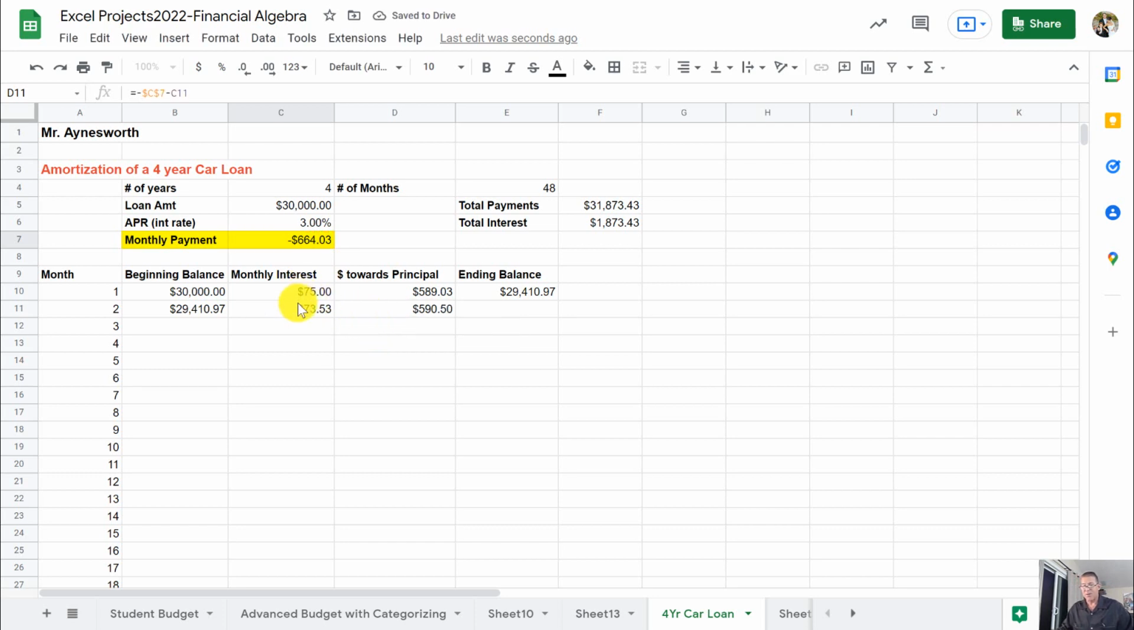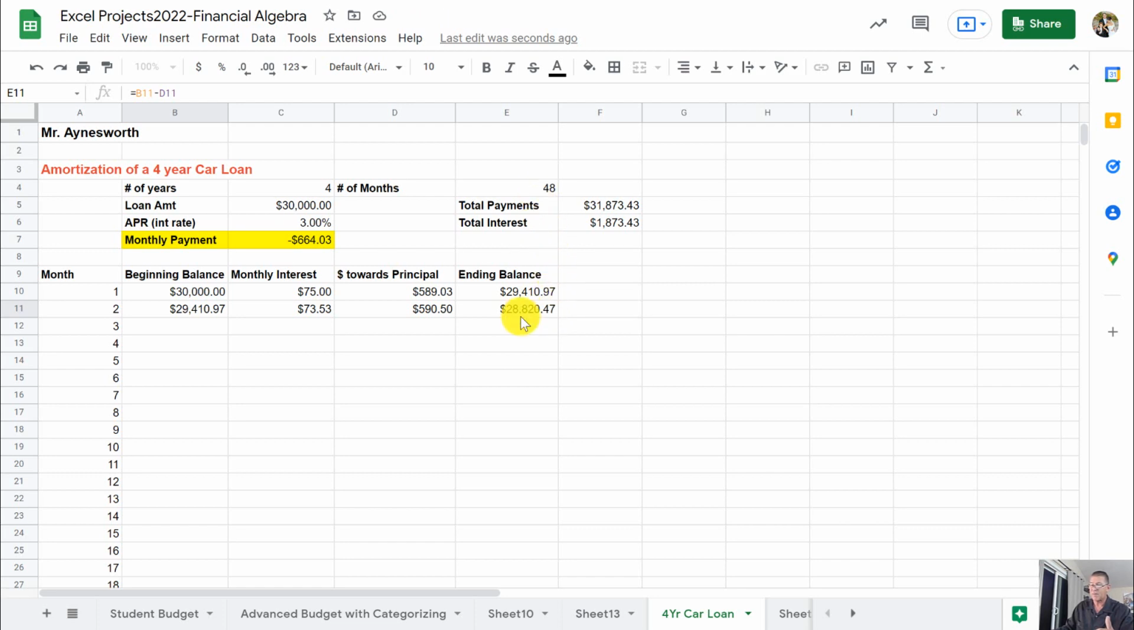Now notice that the monthly interest is going down and the money towards the principal is going up, and that happens throughout the life of the loan. That's how you pay off your loan. Now the ending balance is equal to the starting balance in the month minus the amount of money that you paid off on your loan. So minus, and notice it gives you a suggestion here, minus D11, and that is a correct formula. The money towards principal is in D11. So just click on it and it will help you calculate. And notice that the ending balance is decreasing. Our goal is to get it down to 0.